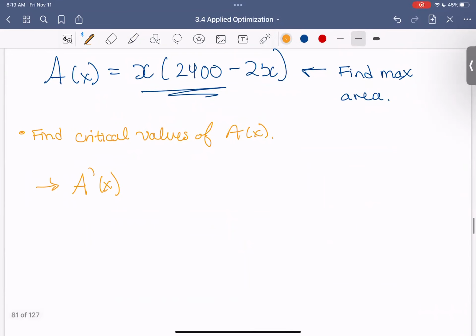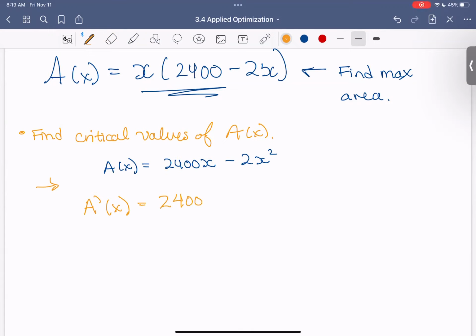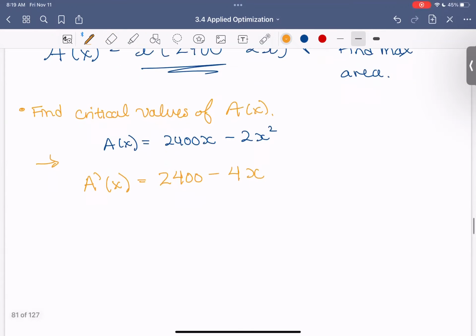So to compute the derivative, I'm going to take a step back and just rewrite in expanded form, so I don't have to use the product rule. I can just use powers. So if I multiply that x into each term, I get 2,400x minus 2x squared. Okay, so now we are set up to take the derivative. So the derivative just becomes 2,400 minus 4x using the power rule. And so now to find the critical values, we set that derivative equal to 0.